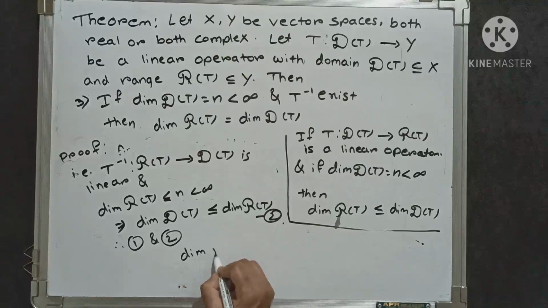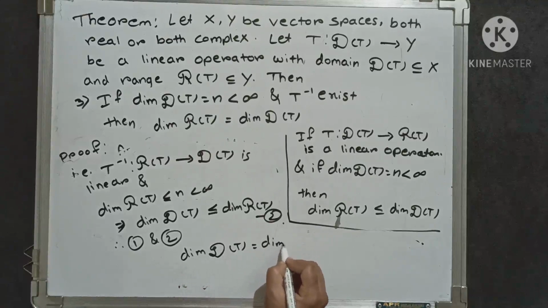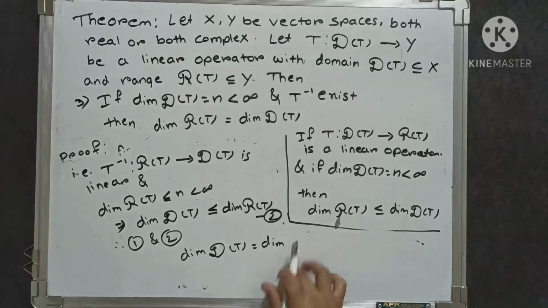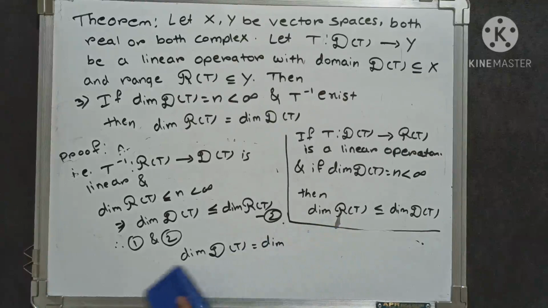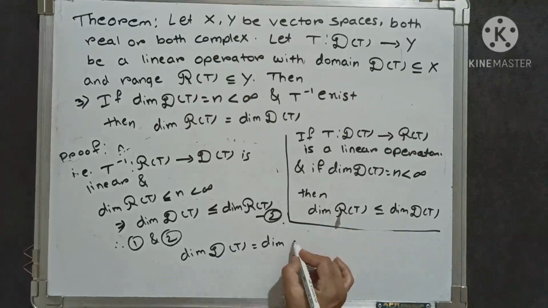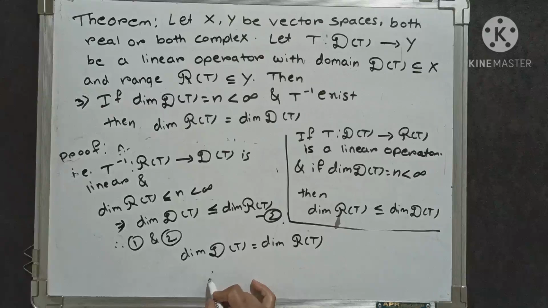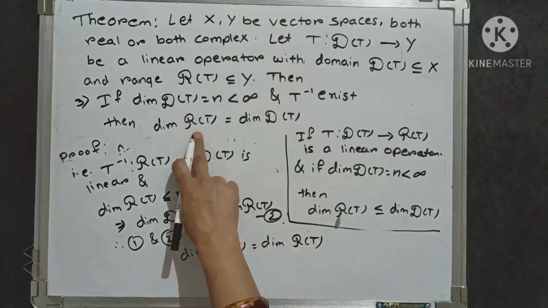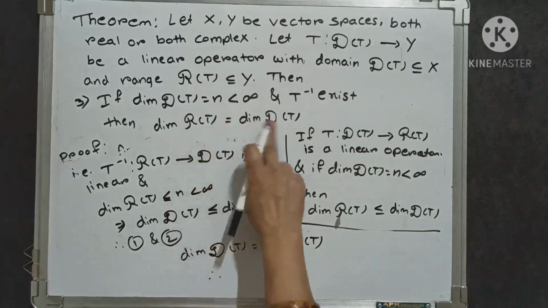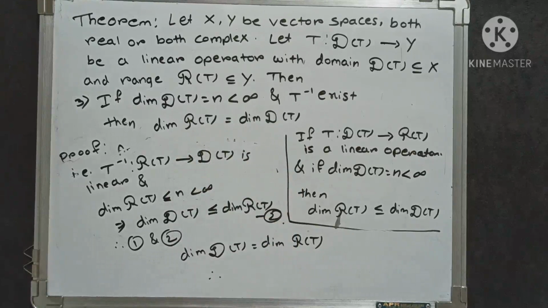Therefore from 1 and 2 we get that the dimension of script D of T equals the dimension of script R of T, and hence we get the result that the dimension of script R of T is equal to the dimension of script D of T.